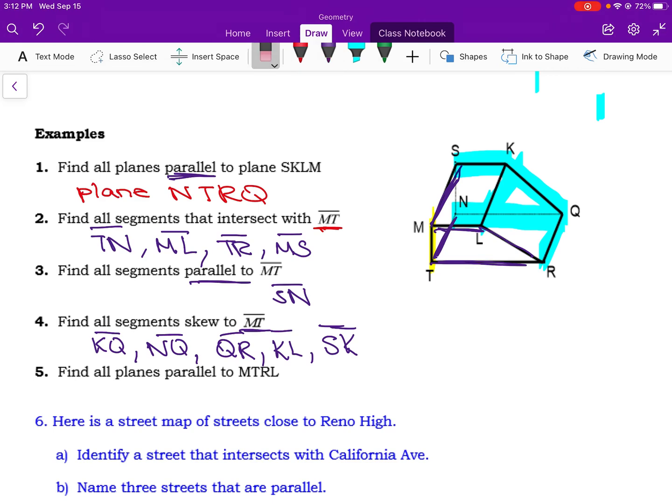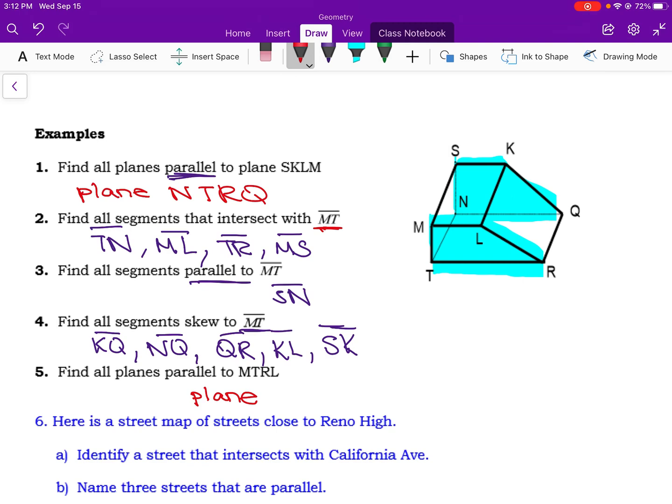For number 5, it's asking me to find all planes that are parallel to MTRL. So let's kind of backtrack here. So MTRL would be this plane here. So if I'm looking for all planes that are parallel, meaning they would never intersect, would be this guy over here. If I were to color it, it's kind of the corresponding side. So there's just one plane that's parallel. And we can go ahead and name it by the points. Plane S, K, N, Q.